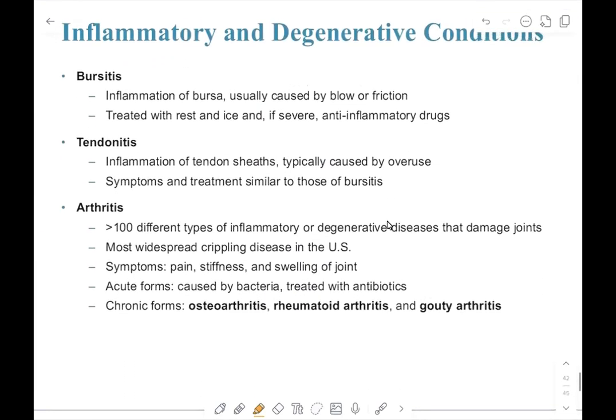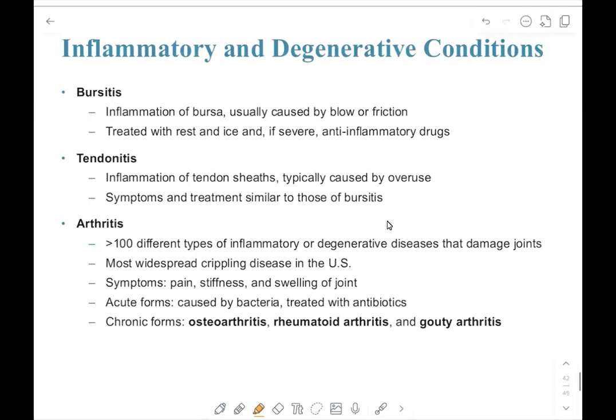Some inflammatory or degenerative diseases we've already kind of talked about now, but bursitis and tendonitis are very similar because they're inflammation of the bursa or the tendon sheath. The bursitis could be caused by a blow or friction, and it's usually treated with rest and ice and possibly anti-inflammatory medicines. The tendonitis is similar to bursitis because remember, both of them are synovial sacs.